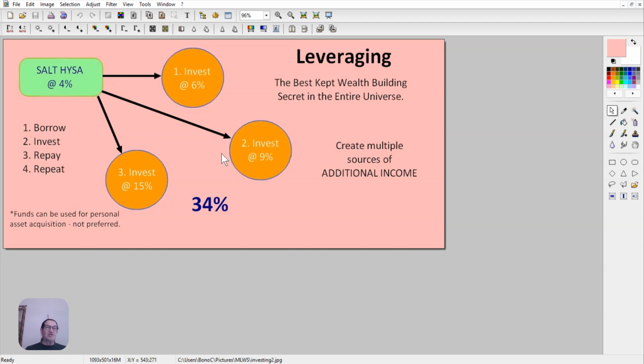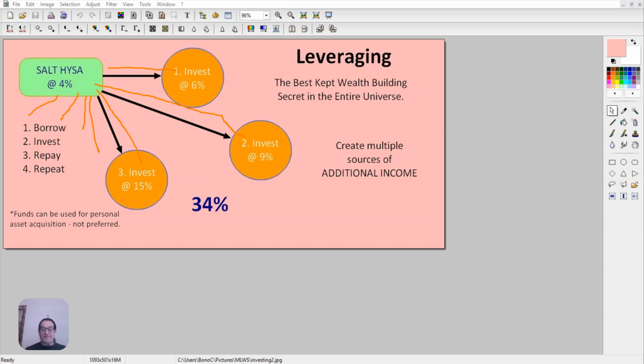For example, on the chart here, hypothetically, I borrowed from my HISA where I earned 4% on the money. I invested in one endeavor where I get paid 6%. I invested then the next built-up savings somewhere where I got 9%, and I invested the third saved-up funds into yet another investment where I got 15%. And I just repeat this process as many branches as I can possibly get.